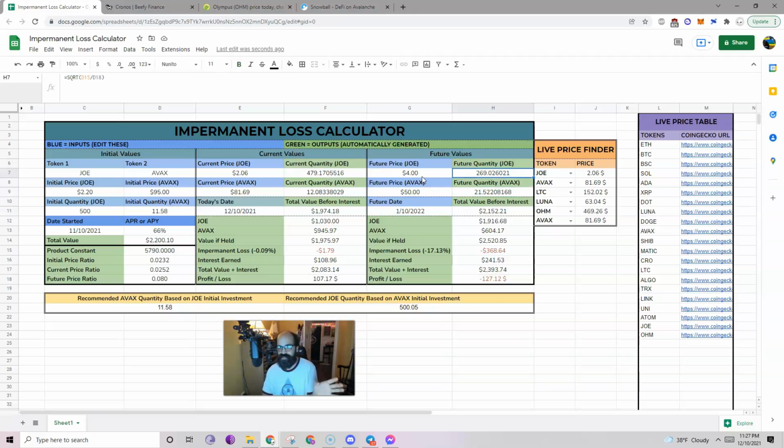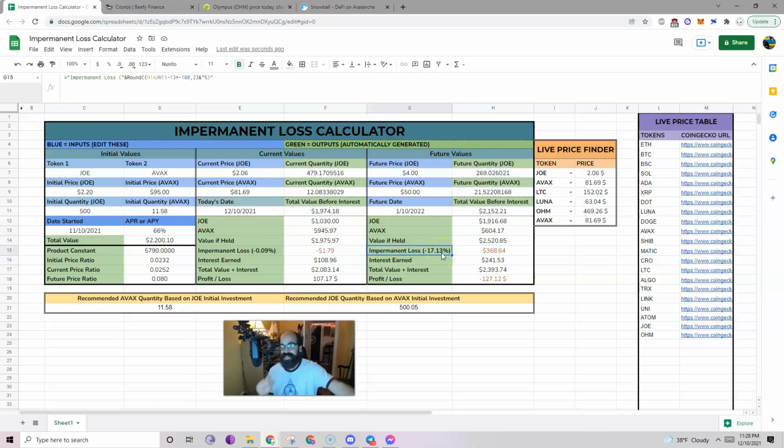What you'll notice is you have way less Joe now, right? So you start off with 500 Joe, now you have 269. So a lot of that Joe was sold to buy AVAX to maintain that. So Joe price went way up, AVAX went down. Joe is selling to lift the AVAX up until they're equal again. So total value before interest has gone up, right, to $2,150. However, if you just held, you would have had $2,500, which is substantially more.